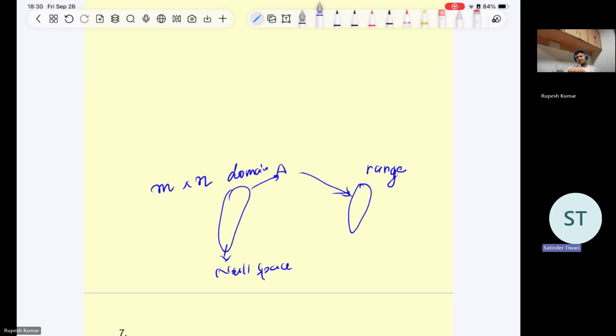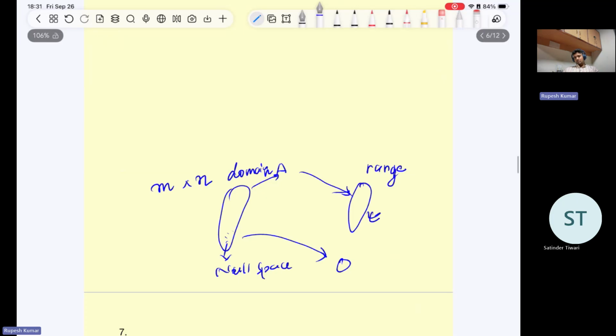Null space will be in the input zone only. The space is completely defined in the domain, because the set of all the vectors in the null space map to a zero vector, right? And the column space will be in the range, right? That's why we find the range.